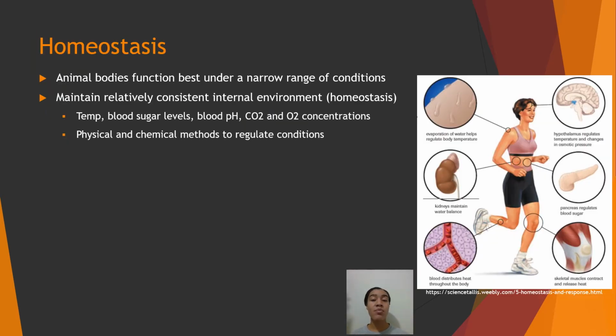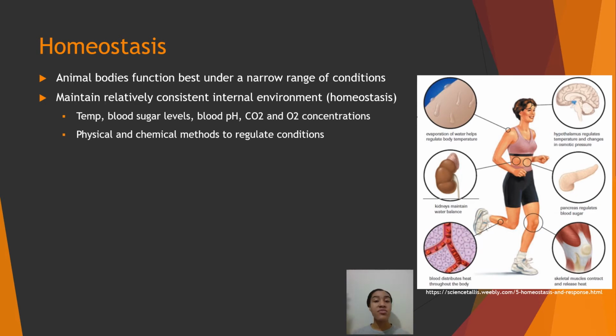Every type of animal body has a specific defined range of conditions where it functions best. And if you get too far outside of that range, that animal is in trouble and is in danger of sickness or death. And so, with that being said, animals must maintain a relatively consistent internal environment in order to survive. And this maintenance of ideal environmental conditions is the term homeostasis.